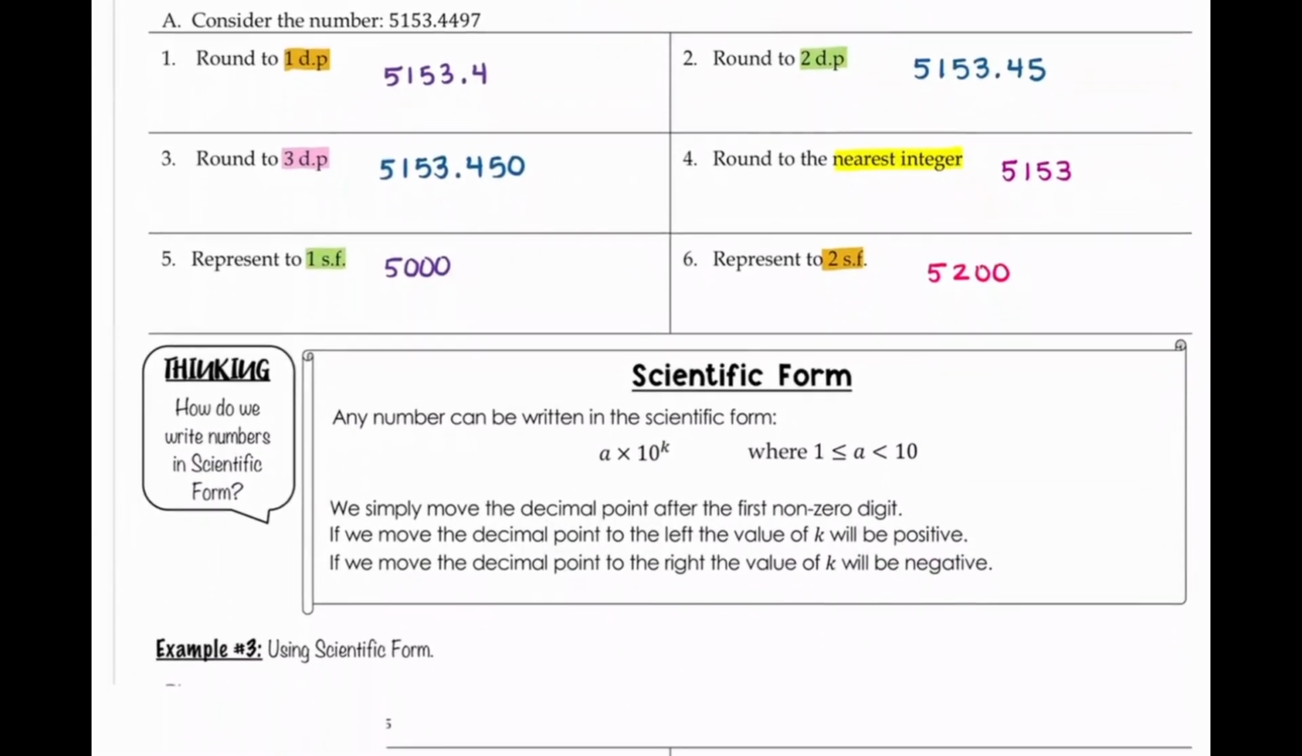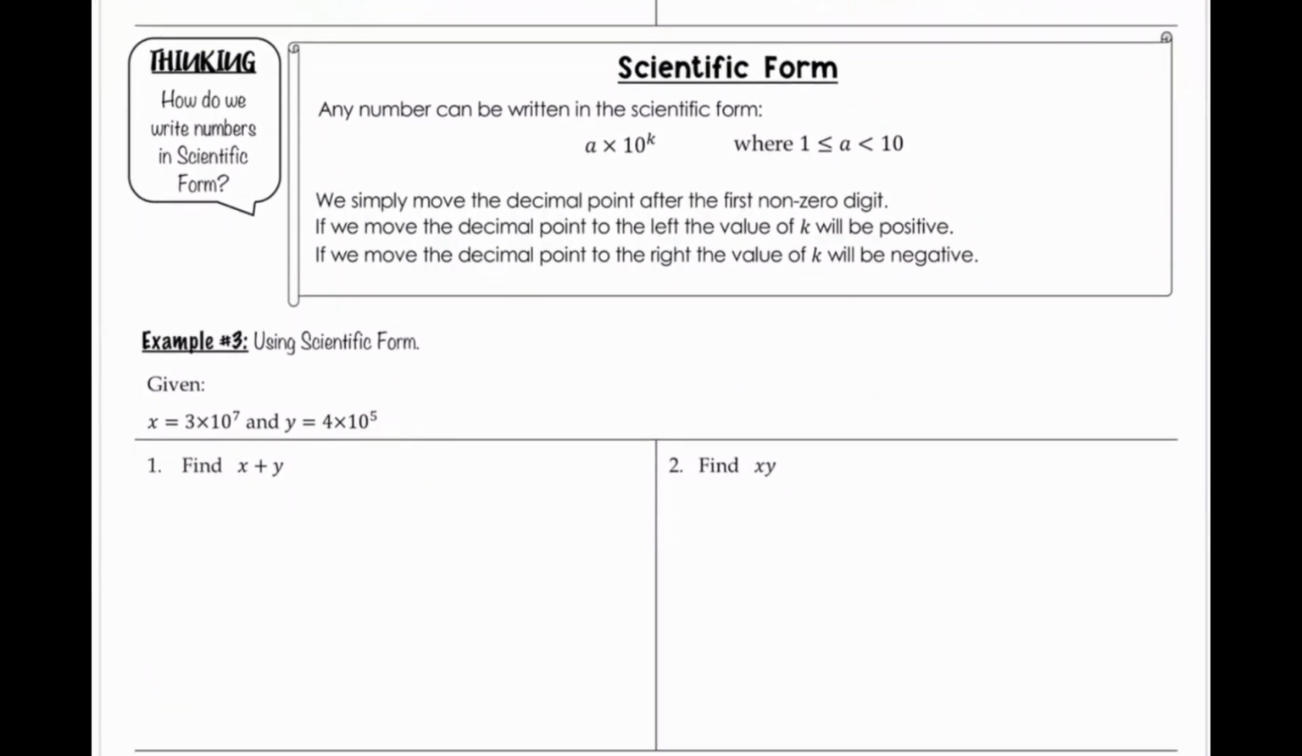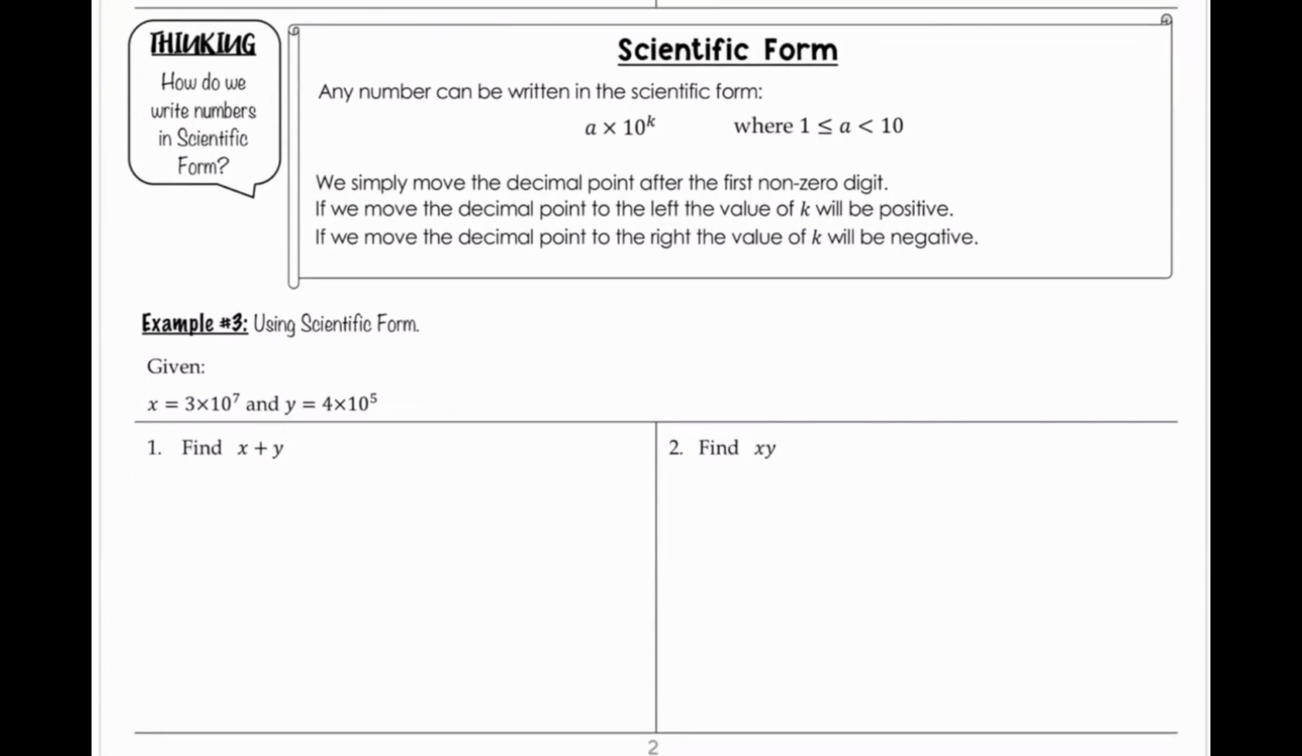And our last piece here, we are looking at scientific form. So thinking, how do we write numbers in scientific form? Any number can be written in the scientific form. That is A times 10 to the k power, in which A is a number that is in between 1 and 10, including 1, but not including 10. We simply move the decimal point after the first non-zero digit.